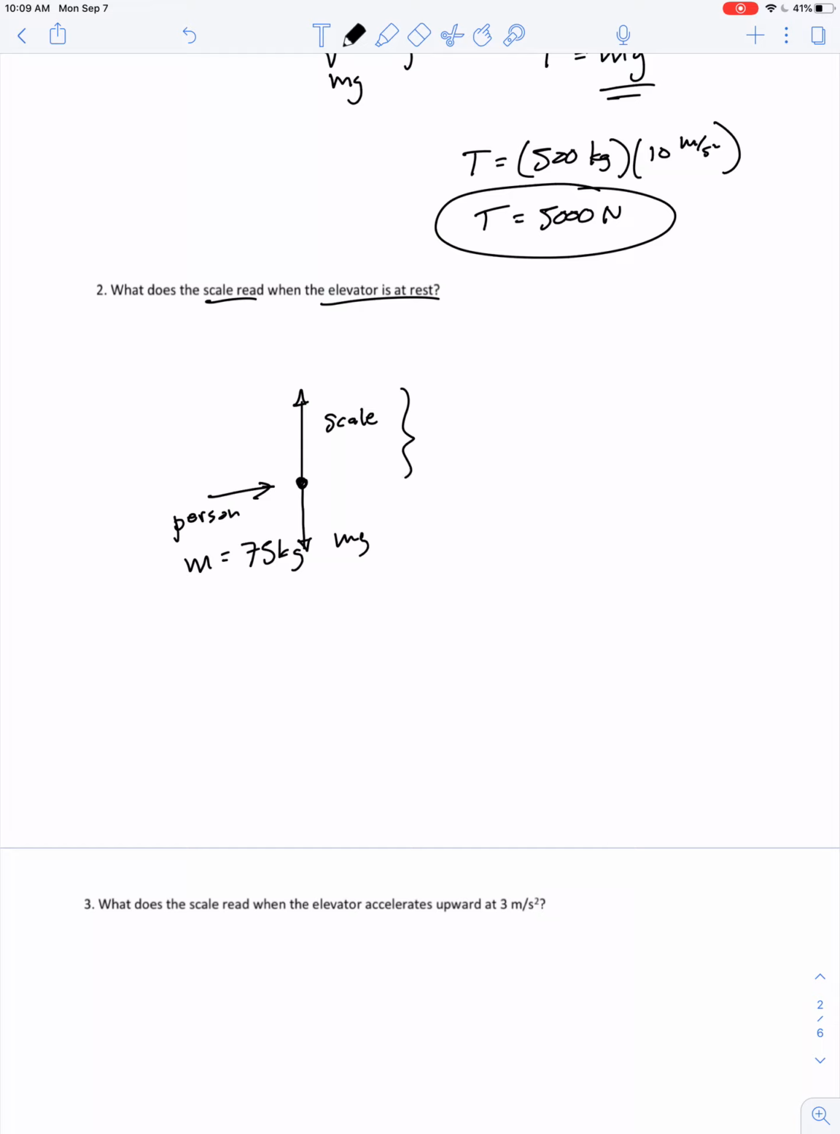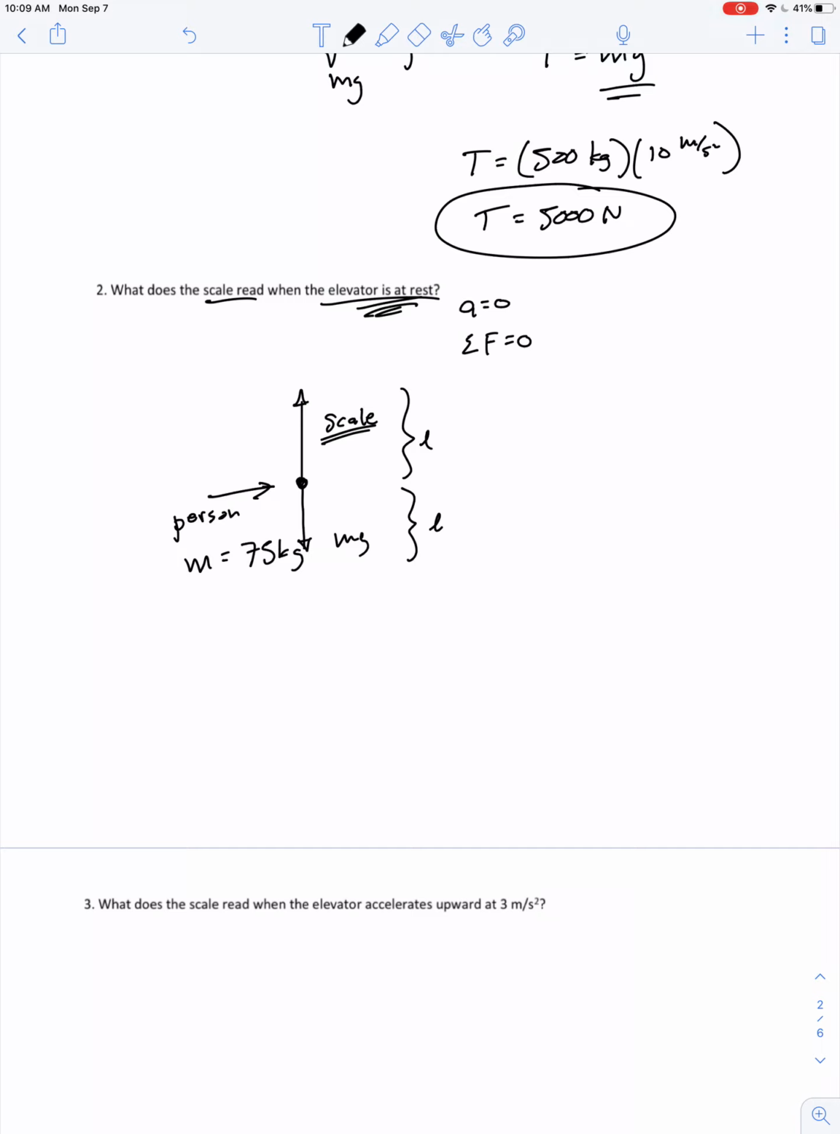Hopefully, it looks like I've drawn those two of the same length. That's the intention anyway, because again, we're told it's at rest. Acceleration is 0, so the net force has to be equal to 0. I actually want to give a different name to this. I don't want to call it the scale reading.